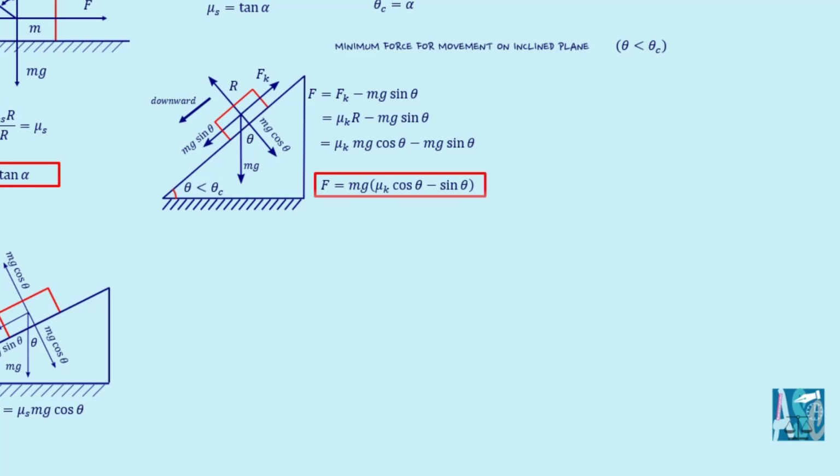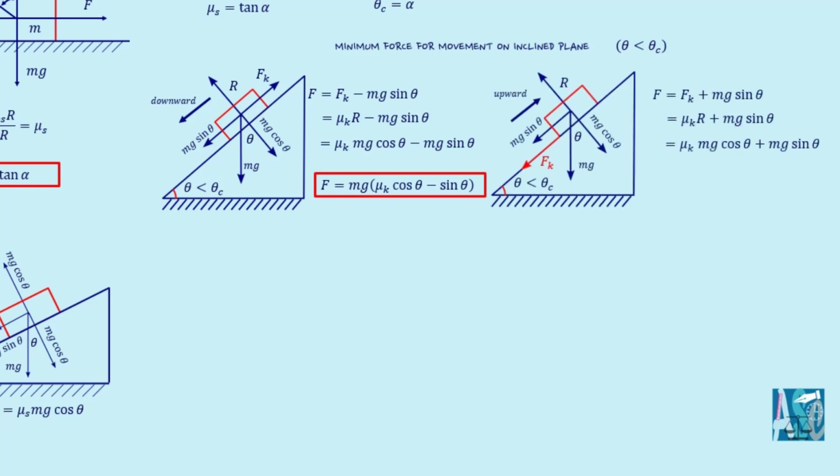At first, let us consider the block is moving downward. Here, the frictional force and the component of weight are in opposite direction. Equating the horizontal components and performing simple mathematical steps, we can find an expression for the minimum force required for downward movement. Next, let us consider the block is moving upward. Here, the frictional force and the component of weight are in the same direction. Equating the horizontal components and performing the simple mathematical steps, we can again find an expression for the minimum force required for an upward movement.